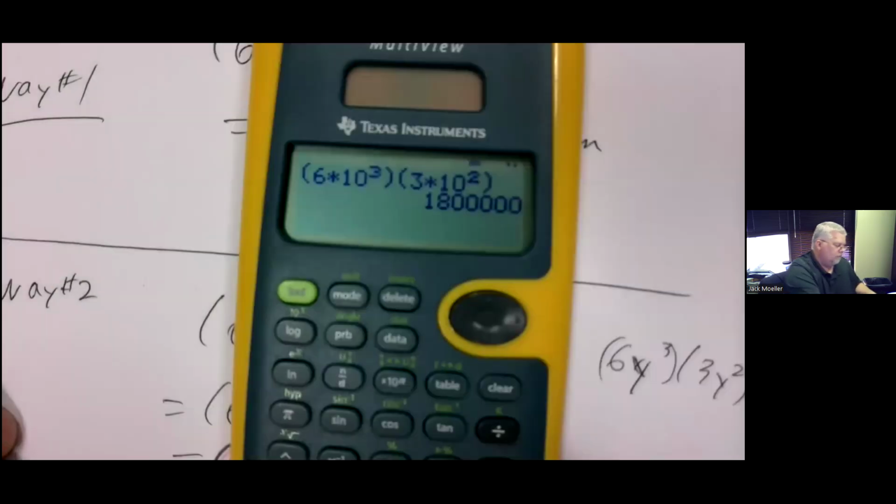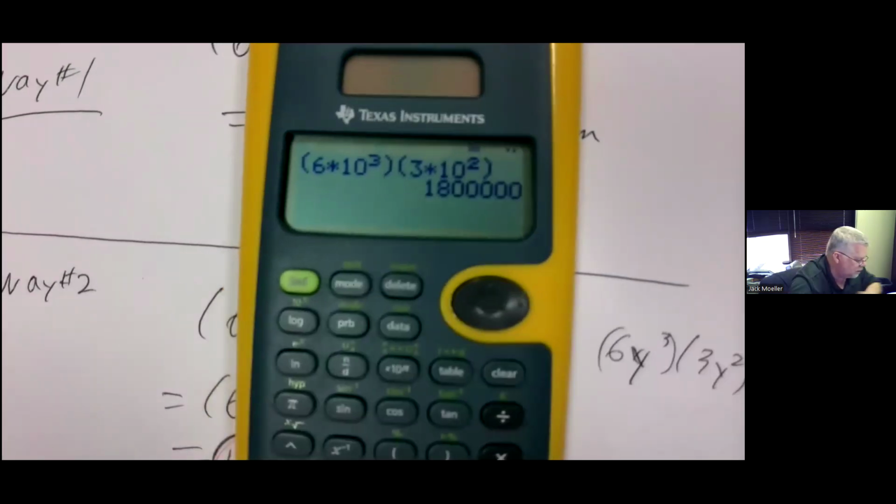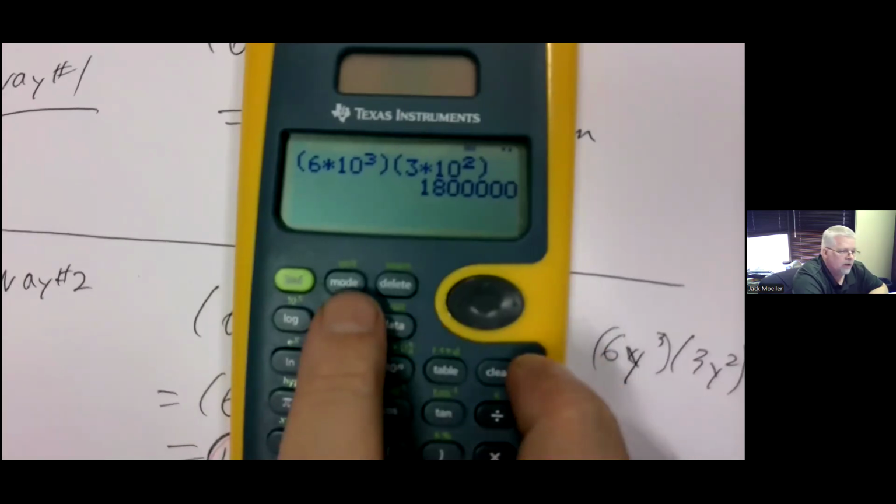Now, I'm going to show you the cheat button. But the problem with the cheat button is if you don't want scientific notation, you have to know how to undo it. All right, so most calculators have a mode button, and this one is up along the top.